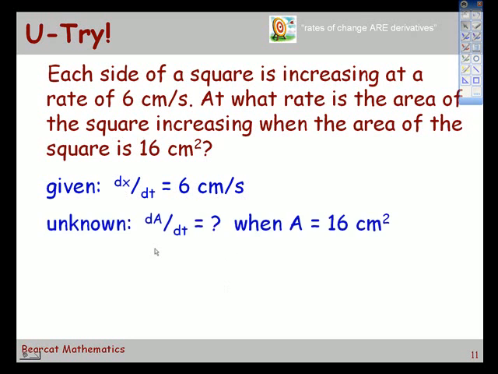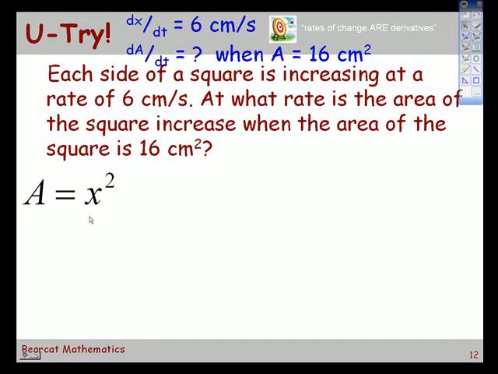And what is the area of the square? Well, I would call that A. So they're asking me for dA/dt. What is that when the actual area is 16 square centimeters? My function is area equals side times side, or in my case, x squared. If I take the derivative of both sides, dA/dt equals 2x times dx/dt.